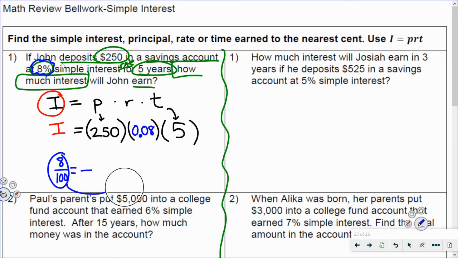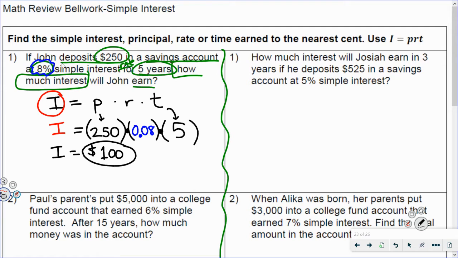Do not write in 8. If you write in 8, your answer will be incredibly, ridiculously, humongously, way too big. So now, to find the interest, we simply multiply 250 by 8 hundredths by 5. When you do that, you'll get an answer of $100 of interest.